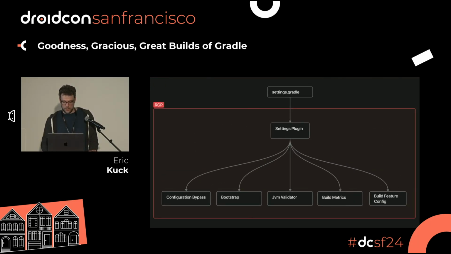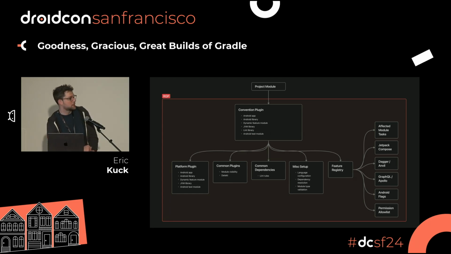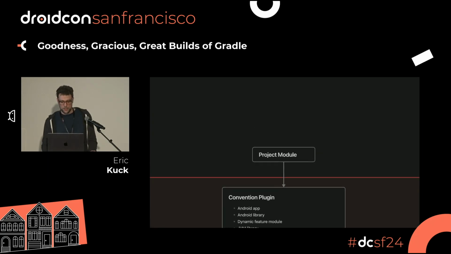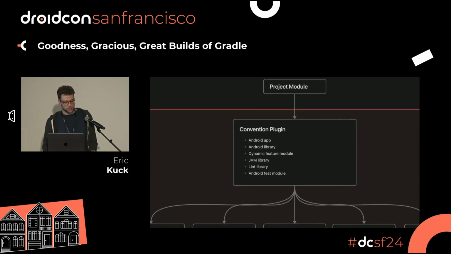All right, and here is potentially the more interesting part. This is what we had looked at earlier. This is another system diagram of the project level plugins for RGP. So we're going to start in a project module. This is just your build.gradle file that exists in absolutely any module. They are going to call into a convention plugin, like I mentioned earlier. Here's the list of several of them that we offer.